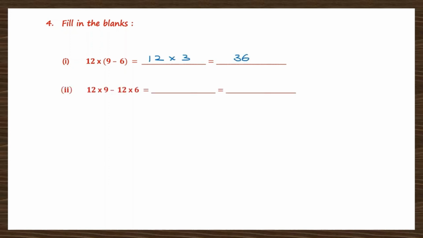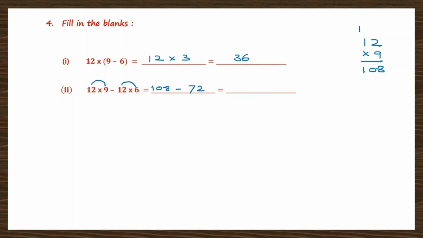Next one. 12 into 9 minus 12 into 6. So let's do this. 12 into 9. 9 twos are 18, carry 1. 9 ones are 9 plus 1, 10. So here we have 108 minus, now we have to multiply 12 into 6. 12 sixes are, we know, 72.